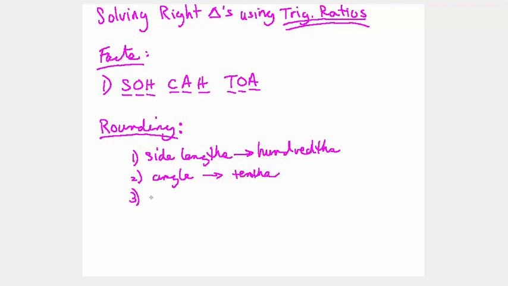And thirdly, we're going to say don't round until the end. So if we round too soon, we'll be using rounded numbers in our calculations, but then that's going to create all kinds of error we don't want. So as a general principle, we're going to try not to round until the very end.